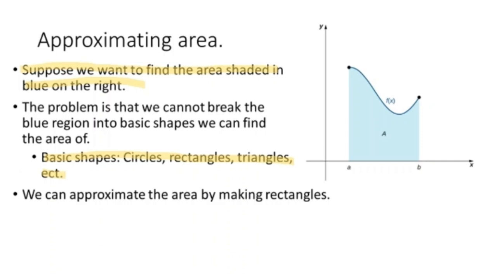But because of the curve from the graph of f of x, I can't break it down into circles or squares or rectangles or things that I know how to calculate the area of. So right now, the best we can do is approximate the area. And the way we're going to approximate the area is by trying to create rectangles that fit within our region. And through these rectangles, we can find their areas because we know the formula, add them together, and that's going to give us an approximate value of the area of this region.